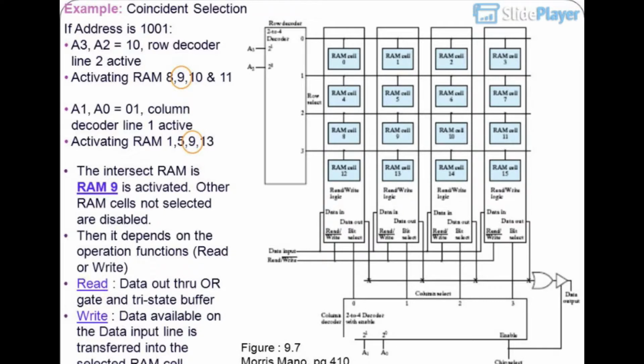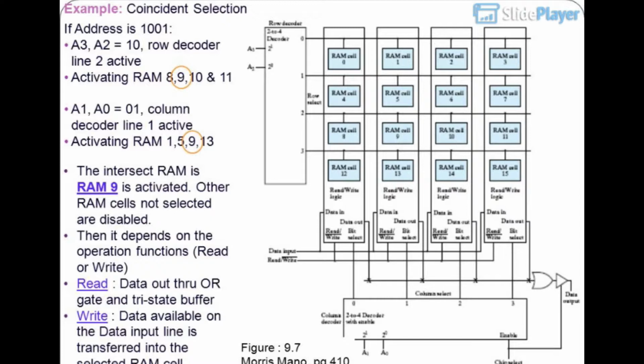Example, coincident selection. If the address is 1001, A3, A2 equals 10, so row decoder line 2 is active, activating RAM 8, 9, 10 and 11. A1, A0 equals 01, so column decoder line 1 is active, activating RAM 1, 5, 9, 13. At the intersection, RAM 9 is activated. Other RAM cells not selected are disabled.